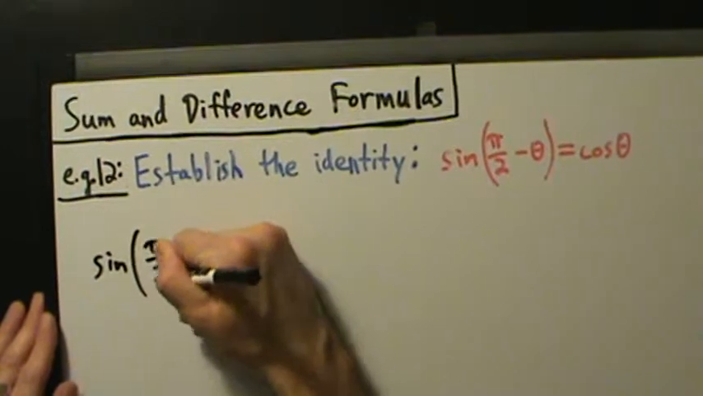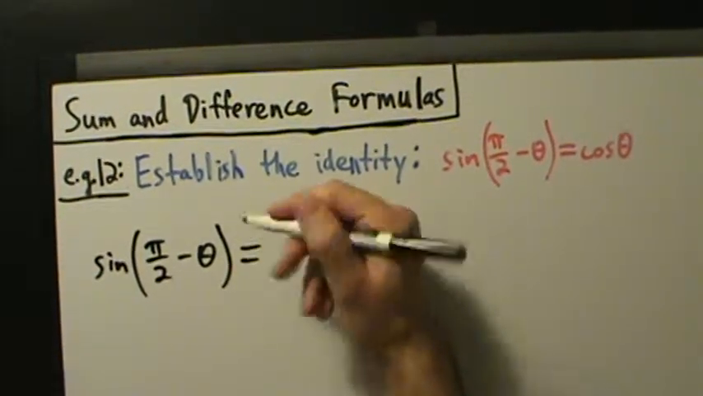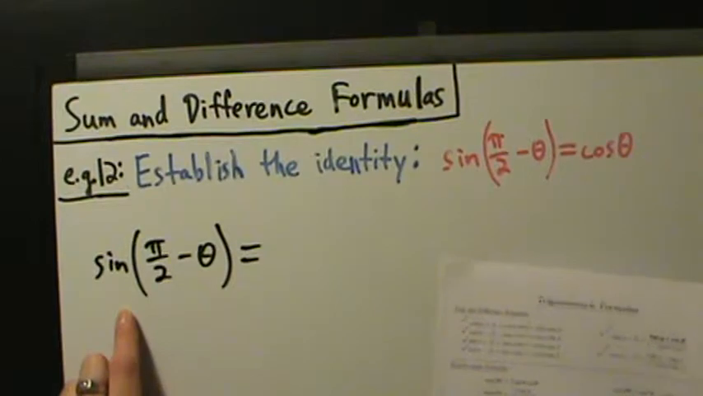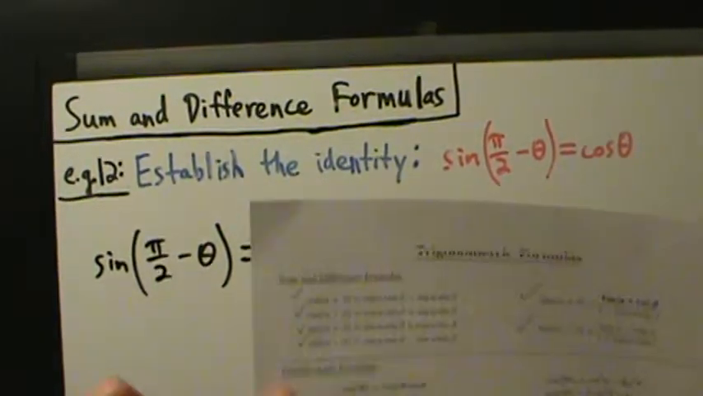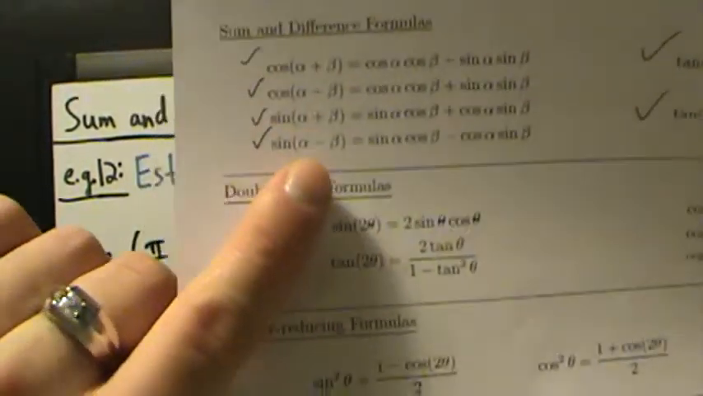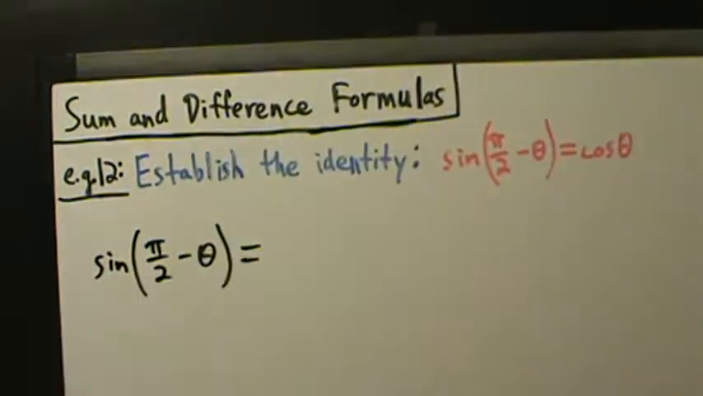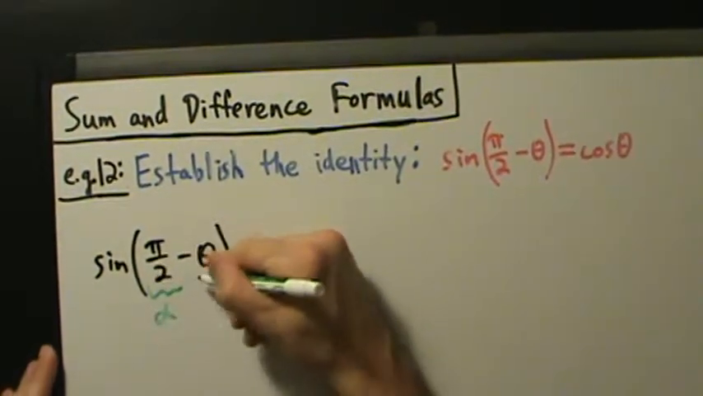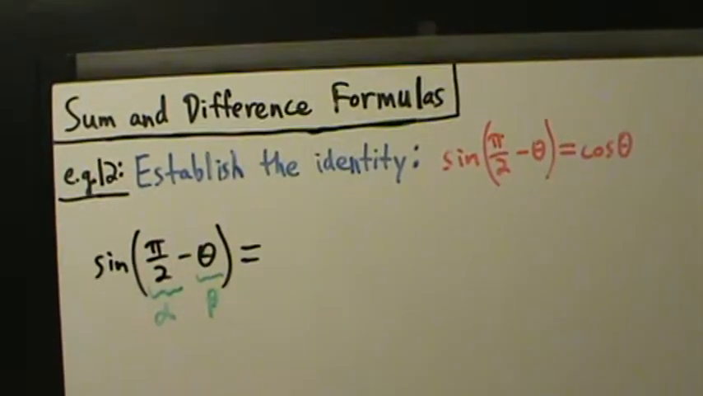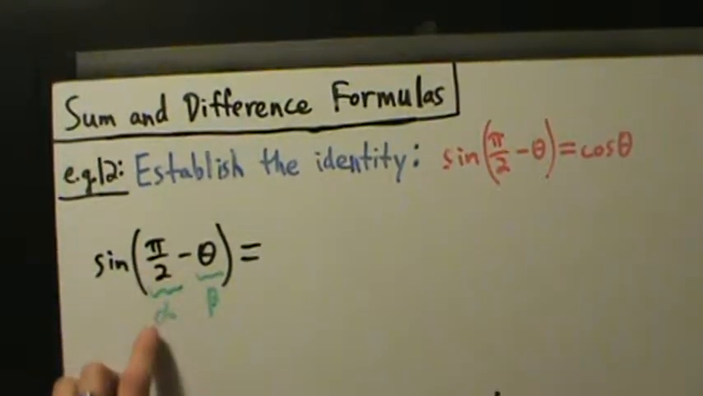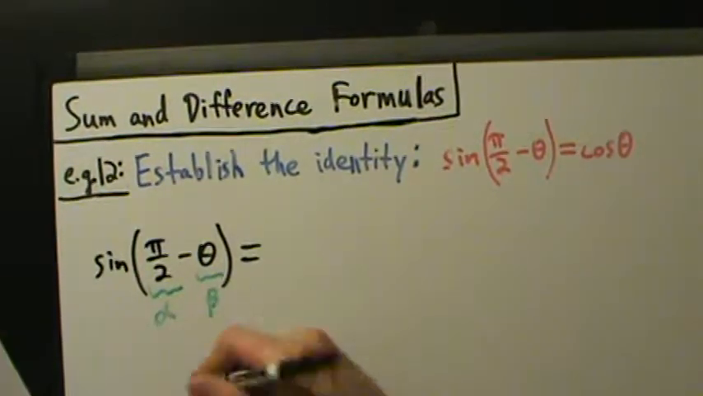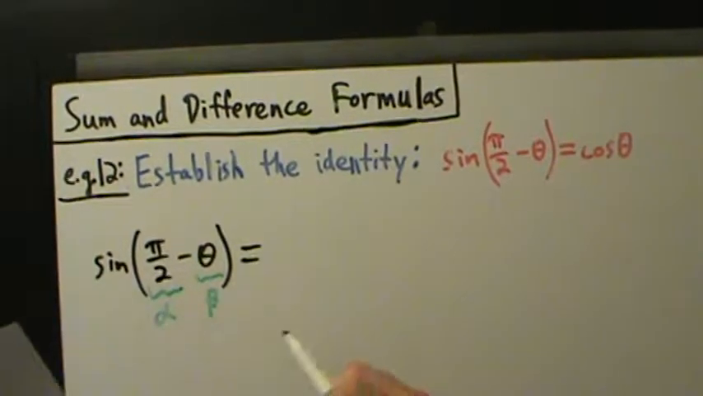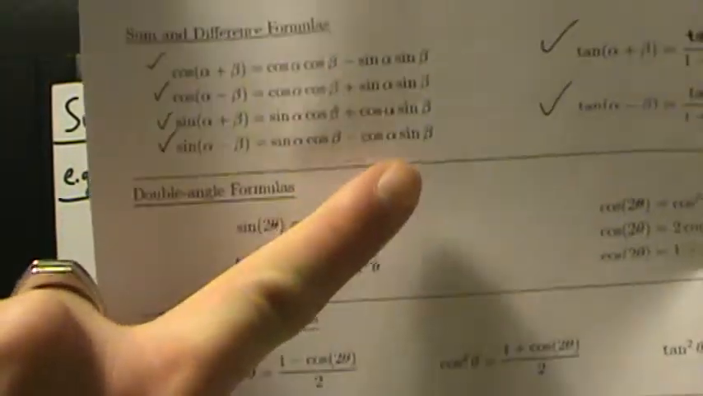Sine of pi over 2 minus theta. Notice it's sine of something minus something else, so we're going to use this version of the formula, sine of alpha minus beta. This right here is going to be our alpha, and this is going to be our beta. So pi over 2 is our alpha, and theta is our beta. A lot of Greek letters flying around here. So sine of alpha minus beta is going to be sine alpha cosine beta minus cosine alpha sine beta.